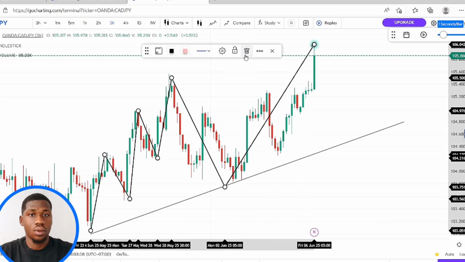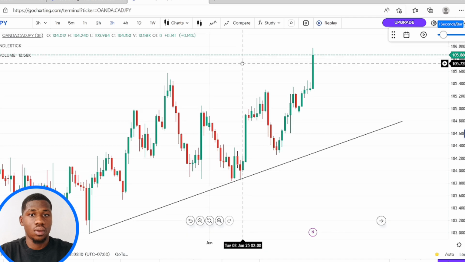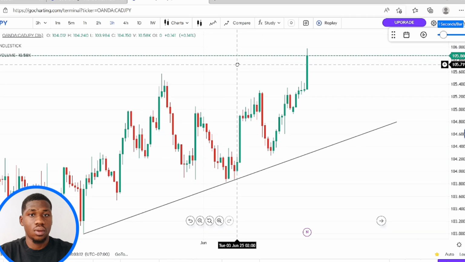So guys, with this I automatically know that the market is trending to the upside. And in an uptrend, what I normally do is just buy. Why? Because I'm in the safer place.